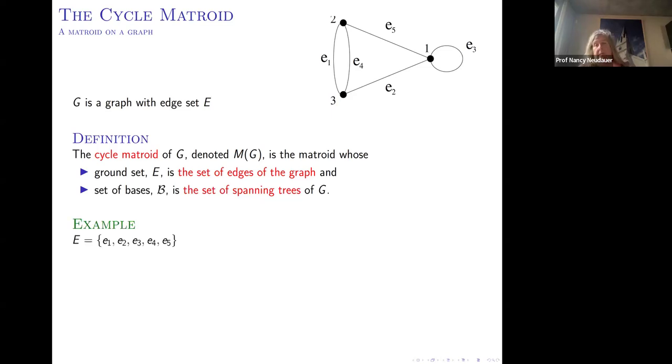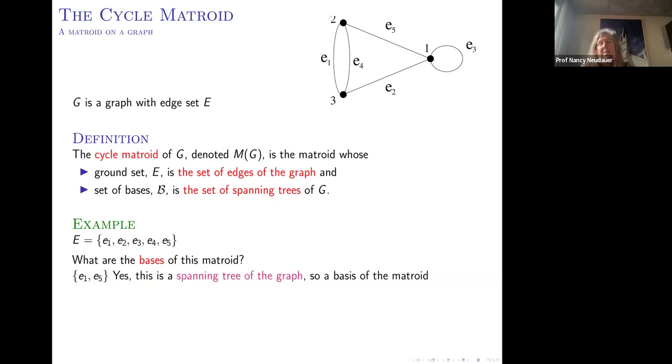So if I want to literally write down the ground set, E, I see I have E1 through E5. I have 5 edges, so there are 5 elements in my ground set. And now what about the bases? Well, the first thing you might want to think is, how many edges will it have? And then I have to remember, okay, the spanning tree has the number of vertices minus 1 edges. So since I have 3 vertices, I should have 2 edges in a basis. And then I can pick 2 edges and see, is this a basis? So E1, E5, for example, well, it seems to be acyclic. It seems to hit every vertex. And so, yes, this is a spanning tree of the graph.